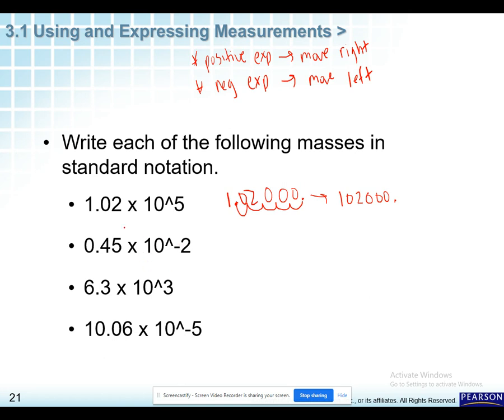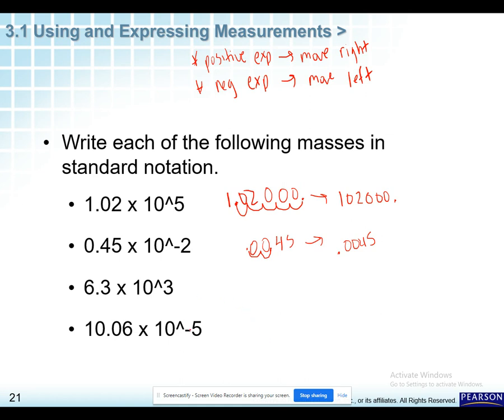Now what if the opposite is true? What if you have a negative exponent? Here I said move left. So if you have 0.45 and you have a negative 2, that negative tells me I'm going to move left 2 times. So I'd find my decimal and go 1, 2. So here you fill these in with zeros. So my new number becomes 0.0045.